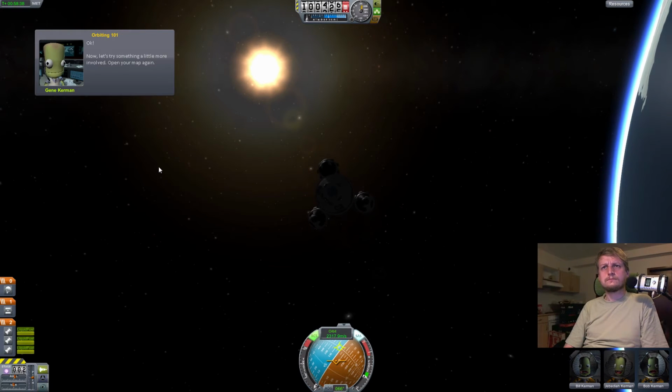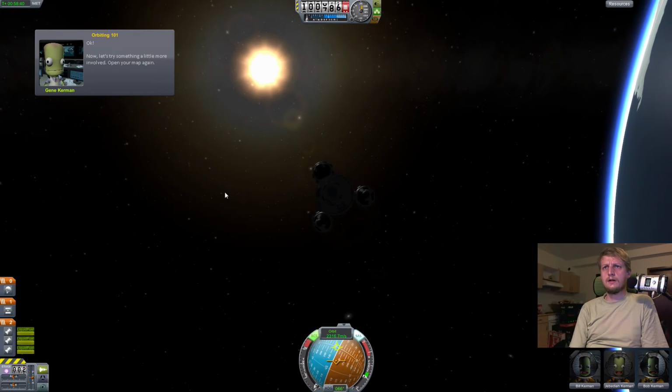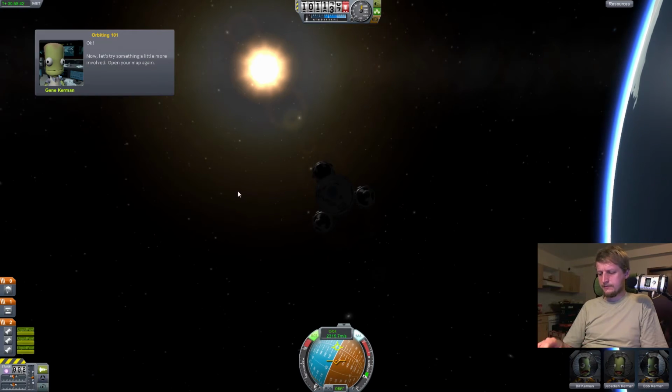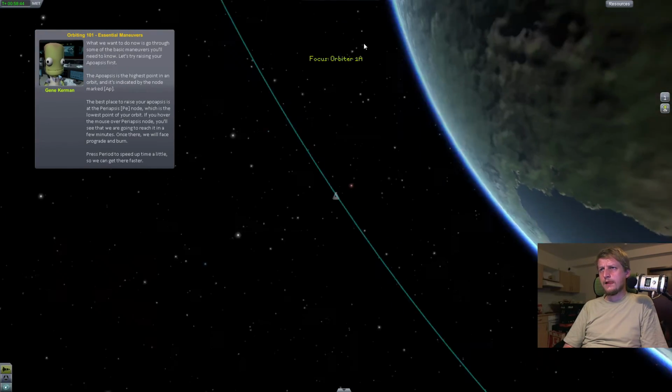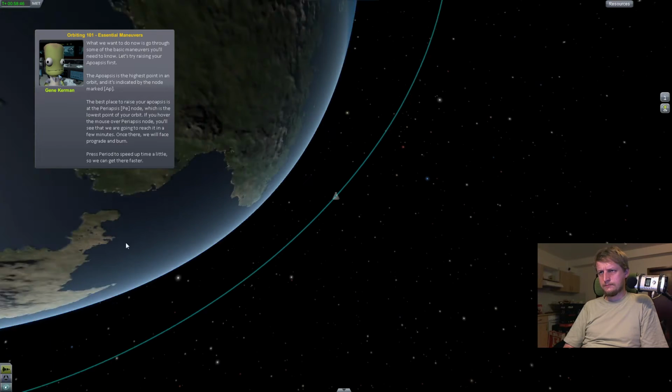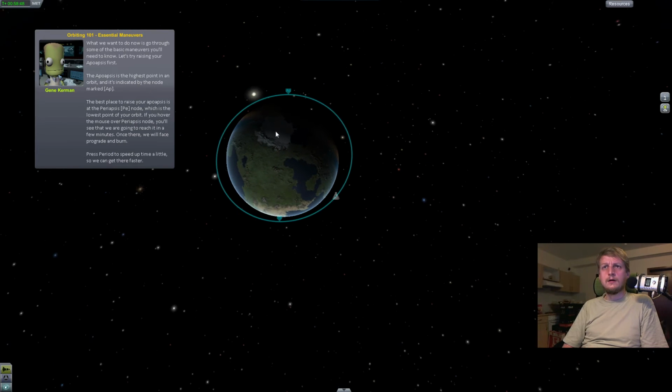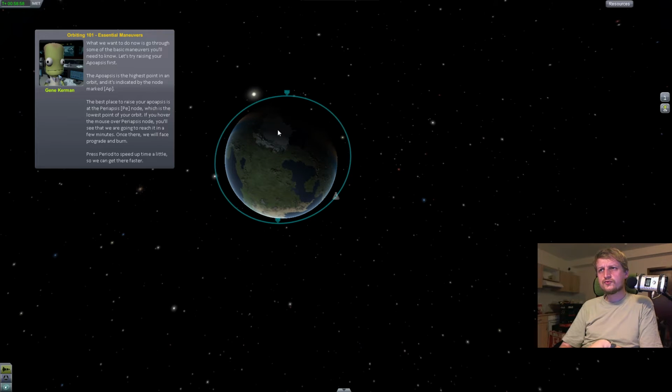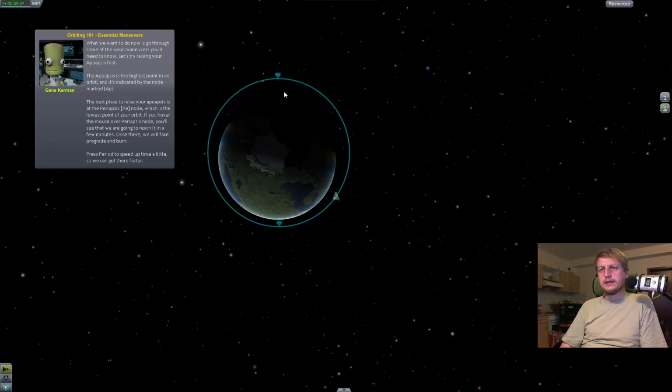Okay, now let's try some little more involved. Open your map again. And what we want to do now is go through some of the basic maneuvers you will need to know. Let's try racing your apoapsis first. Okay, the apoapsis is the highest point in an orbit and it's indicated in the node marked AP.